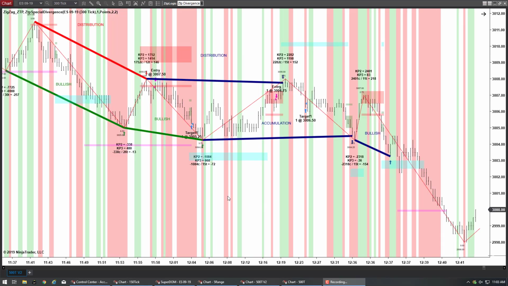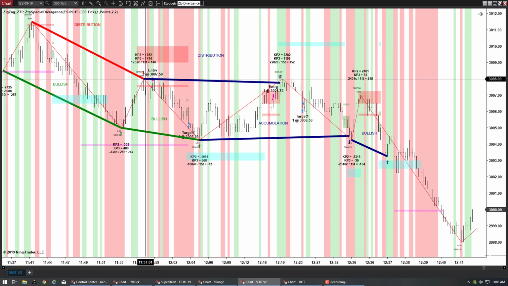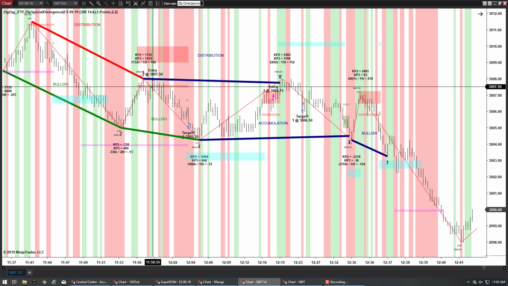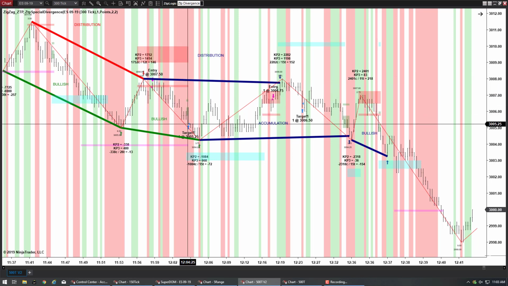And here are a couple trades that I took on the previous day, which was the 25th of July. We had a distribution pattern here, and I was able to get in 2 ticks from the high here and then took profit there.